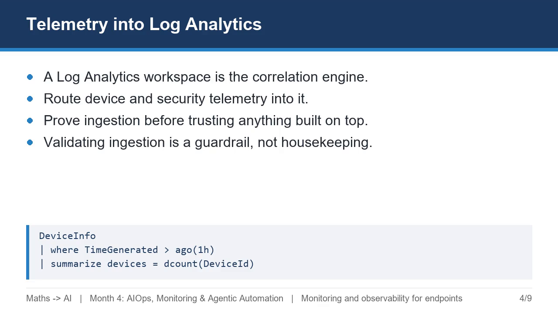The correlation engine for this module is a log analytics workspace. You route device and security telemetry into it, then prove it actually arrived before you trust any AI built on top. This little query counts distinct devices reporting in the last hour. If that number is far below your fleet size, fix ingestion first. An AI summary built on half your fleet is worse than no summary, because it still looks authoritative.